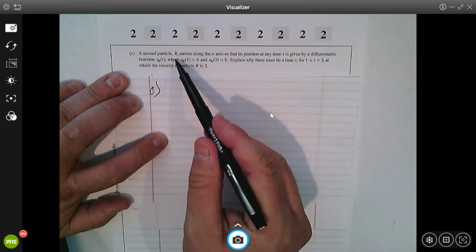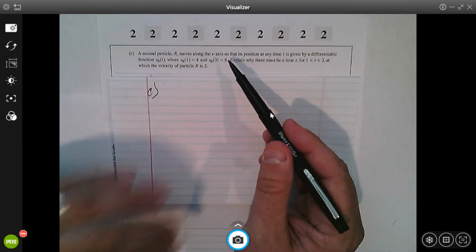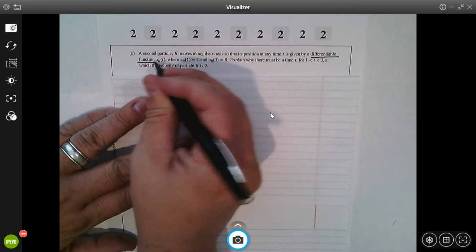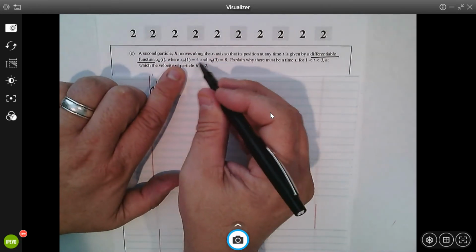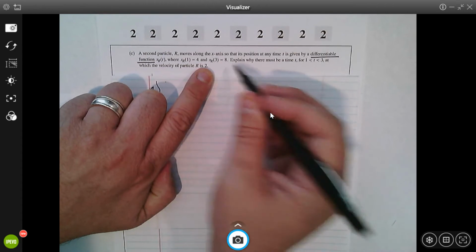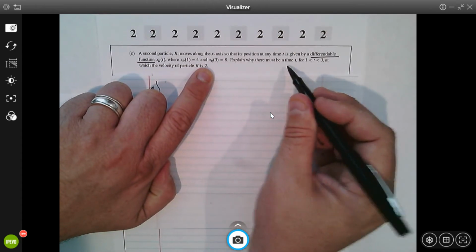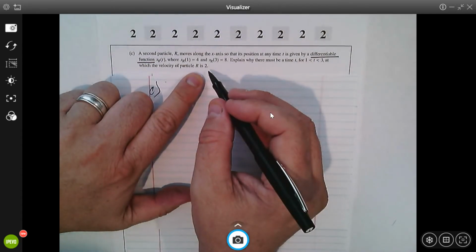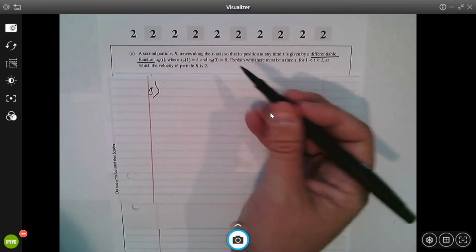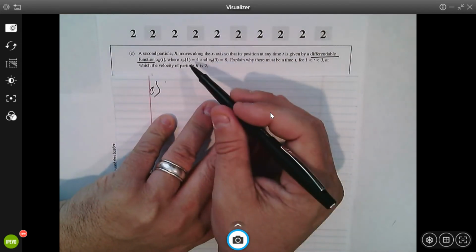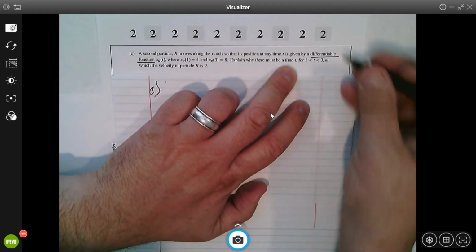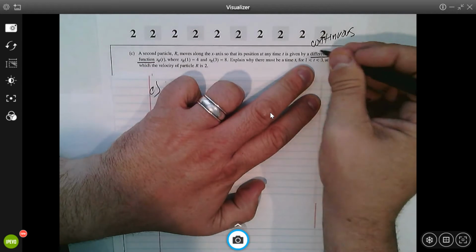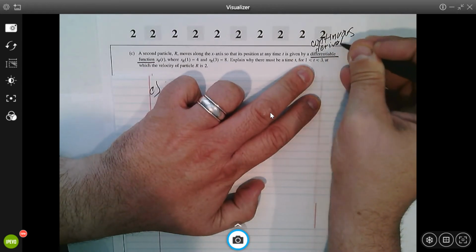A second particle, r, moves along the x-axis so that its position at any time t is given by a differentiable function x sub r of t, where x sub r of 1 is 4 and x sub r of 3 is 8. Explain why there must be a time for 1 less than t less than 3 at which the velocity of particle r is equal to 2. Well, let's think about this for a second. We know that the position function is differentiable, which implies that this function is continuous and that the derivative exists.